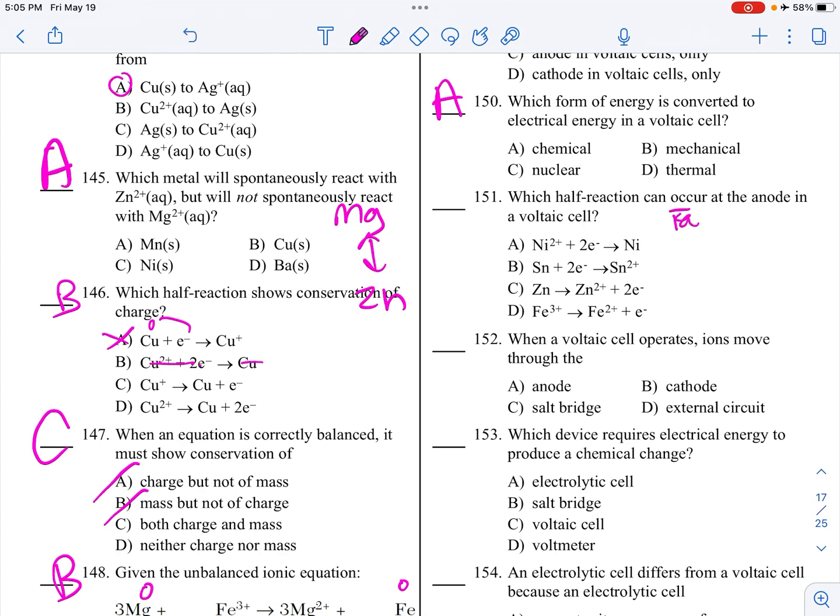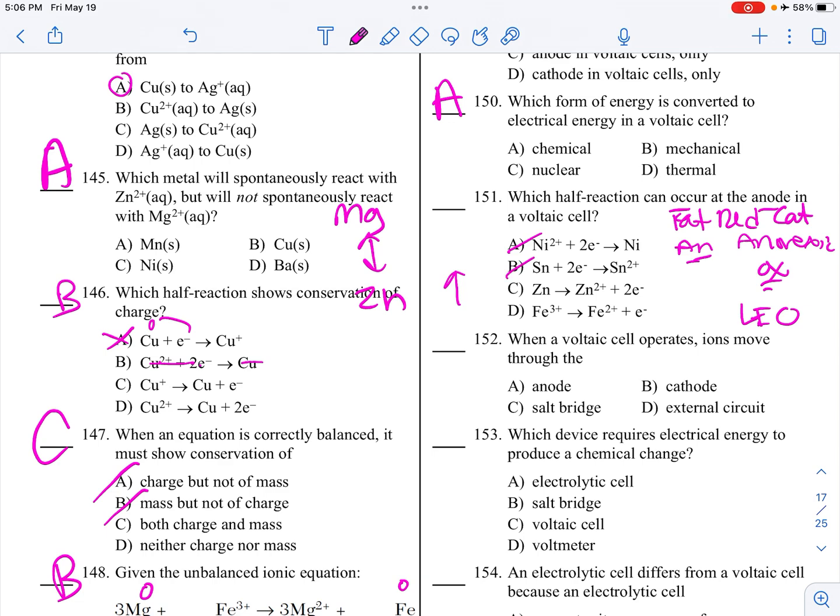So the fat red cat ate an anorexic ox. So the anode is oxidation. Oxidation means the loss of electrons. So we want to have our charge go up, and we're losing electrons. So in part A, we are gaining electrons. In part B, it looks like we're gaining electrons, but this charge is going up, so no.